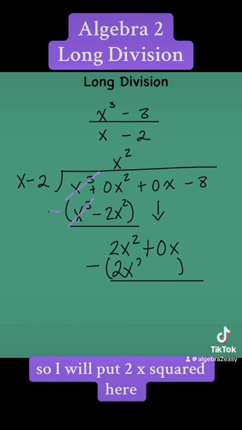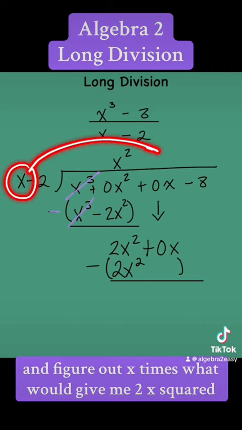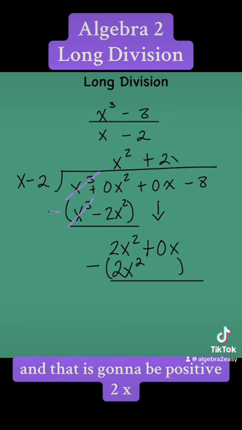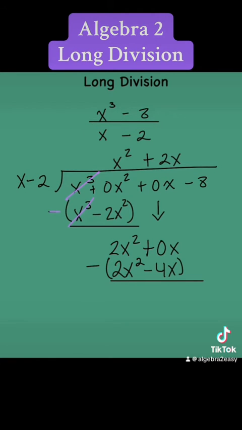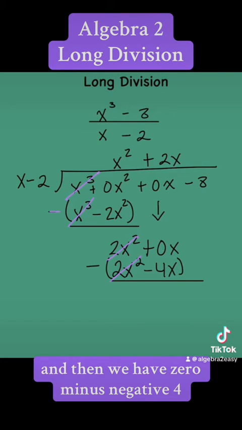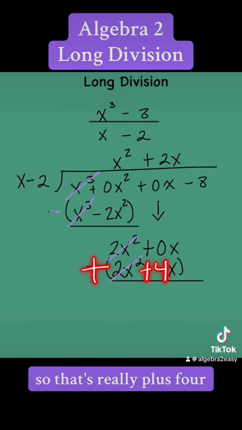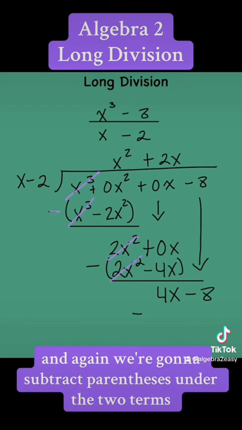So I will put 2x squared here, and then we go back up to the divisor and figure out x times what would give me 2x squared, and that is going to be positive 2x. And now we can take negative 2 times 2x, and I get negative 4x. Now we subtract, and the 2x squared cancels, and then we have 0 minus negative 4, so that's really plus 4. So now we will have a 4x, and we're going to bring down our last number, which is a negative 8. And again, we're going to subtract, parentheses under the 2 terms.